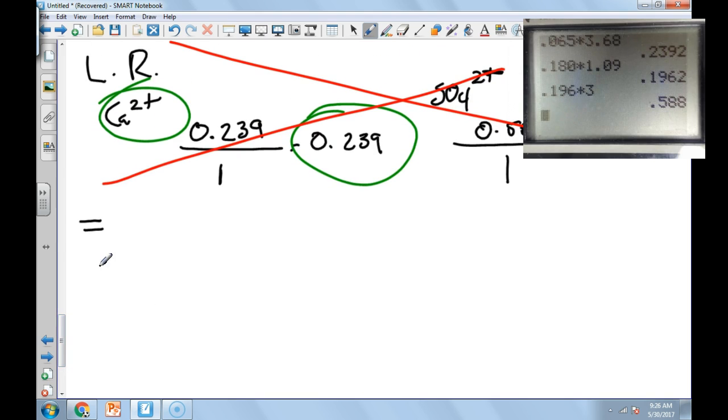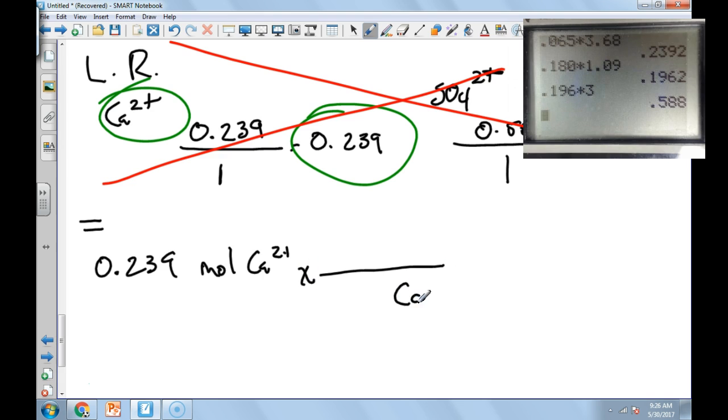So we're going to take 0.239 moles of calcium that we've used, and we're going to X-line it because we want to get rid of moles of calcium and figure out how many moles of sulfate we've used. We have a total of 0.588 moles that we could use.